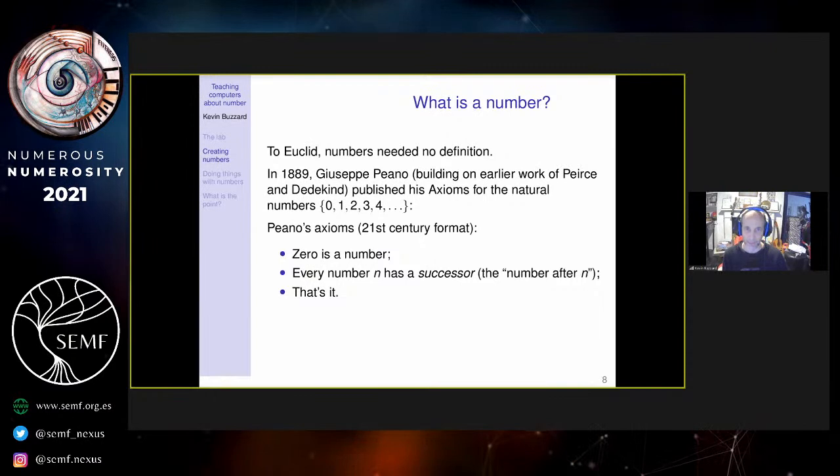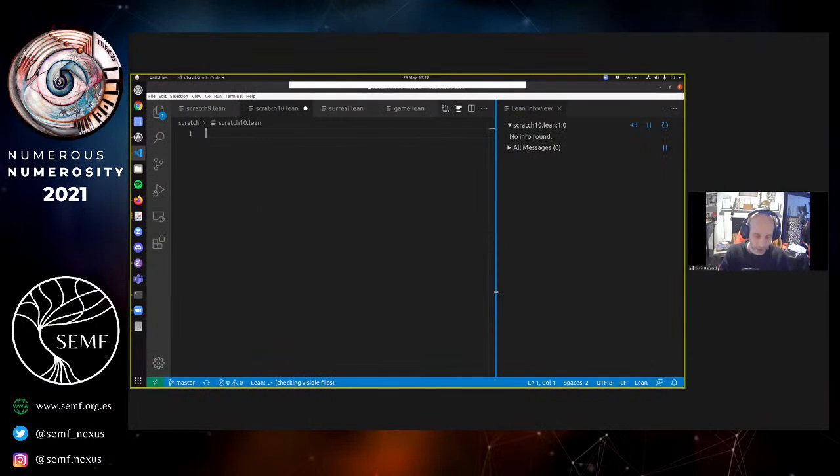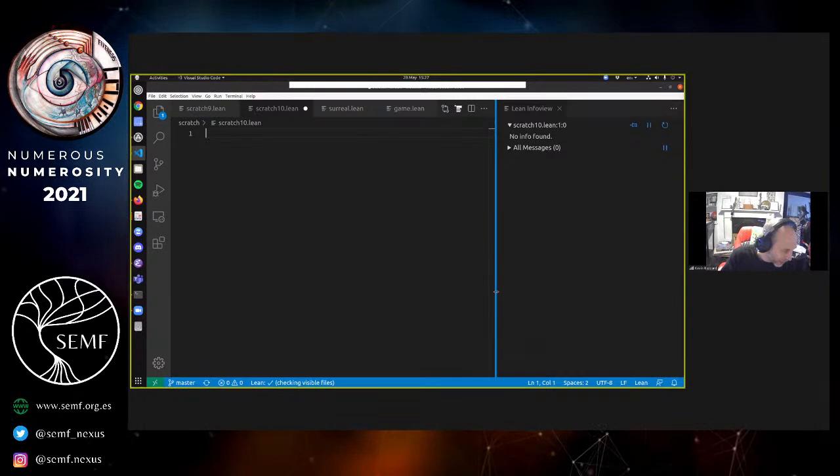And so let's now switch to the lab. So here we are in the lab, and I'm going to define some numbers. I'm just going to move my microphone over there so I can get to my keyboard, and let's go. I'm going to write three lines of computer code, and then we'll talk about what it does.